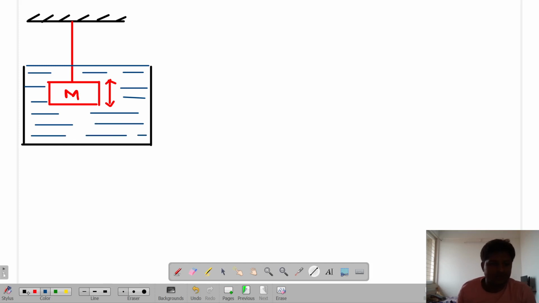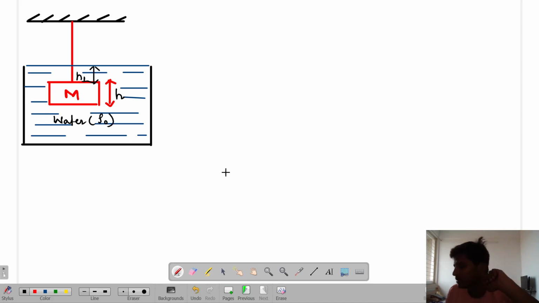The height gap between the top surface of the block and the surface of the water is given as h1, and the block height is h. Are you able to get me or not? And this is my water having density rho.